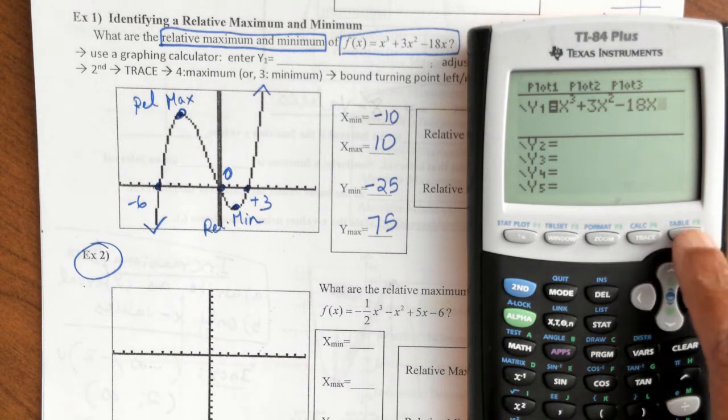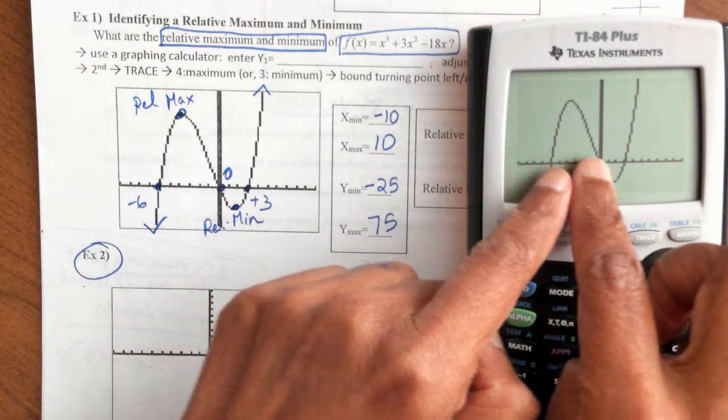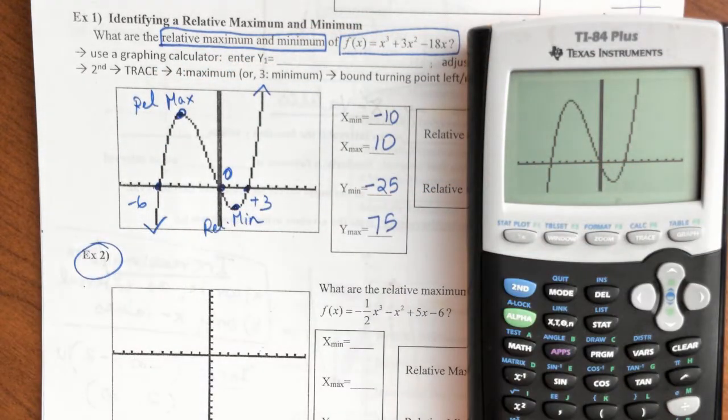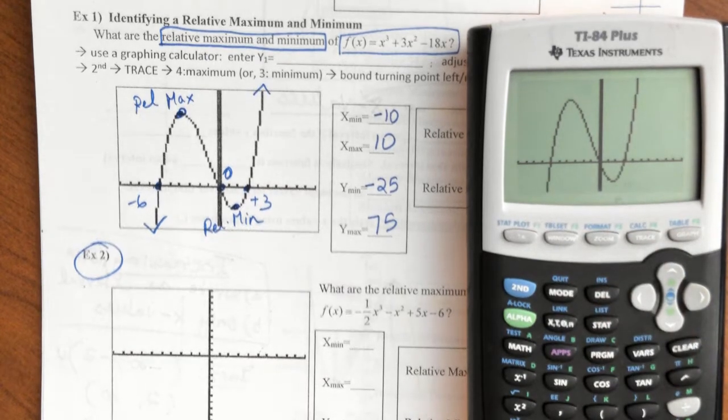So I'm going to hit the graph symbol. Okay, so I'm seeing exactly what you are seeing in your notes, but that may not be something you may be seeing. You probably see the 3 x-intercepts, but you probably see it cut off from the top as well as the bottom. The reason being we have to adjust the window. We have to adjust the window to increase so that we can see the top more and the bottom more.